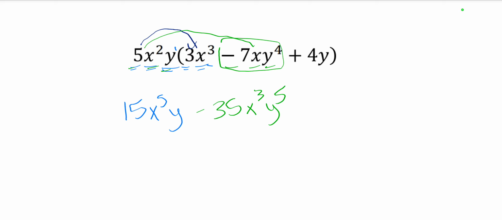And then one more time, take that thing and distribute it to 4y. The 5 times the 4, positive 4, is plus 20. X squared is just x squared because there's no other x's to multiply it with. And y to the first times y to the first is y squared.